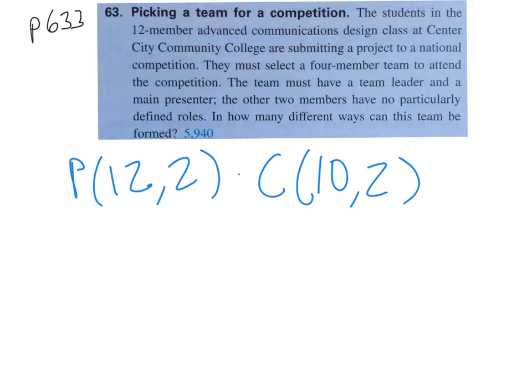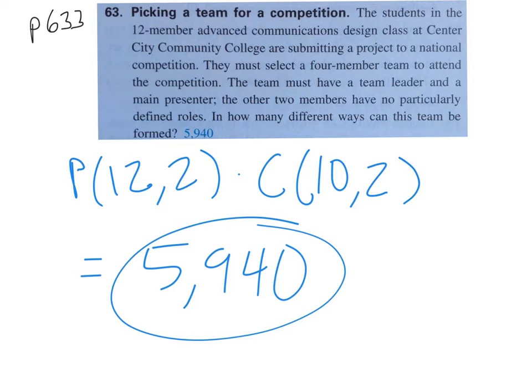Multiply this all together, and if you crunch these numbers in the calculator, you should get 5,940. So there's that many different ways we can choose this committee, right? Out of the 12 members, we have to choose two people for the team leader and main presenter, and the two members for no particularly defined roles. There's 5,940 different ways we could choose this committee. That's what we just picked out here.